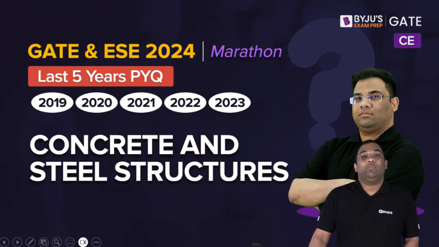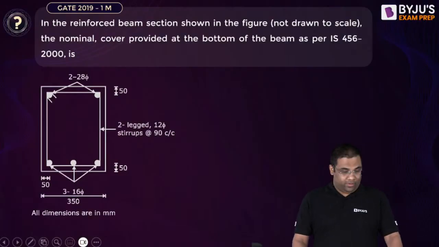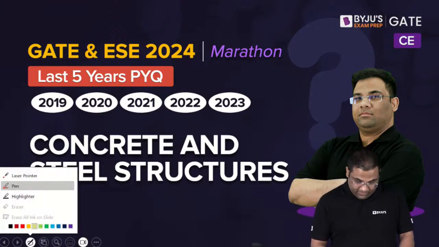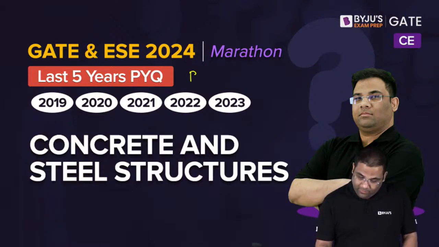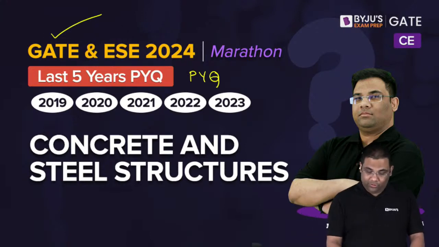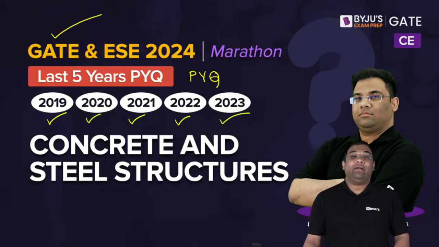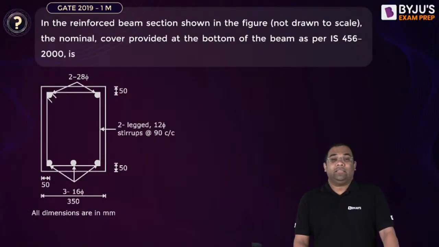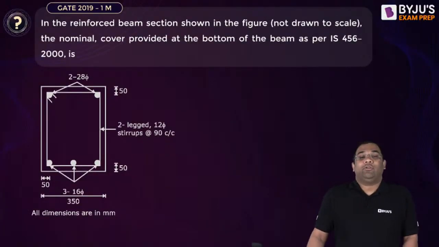So we'll solve some questions of your GATE. Today we will be solving some previous year questions. PYQ means what? Previous year questions of GATE. And we'll be solving questions of 2019, 20, 21, 22, and 23. So this is the first question. This is a 1 mark question of GATE 2019.